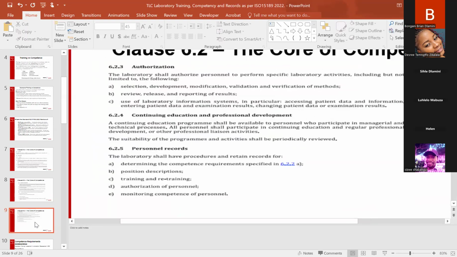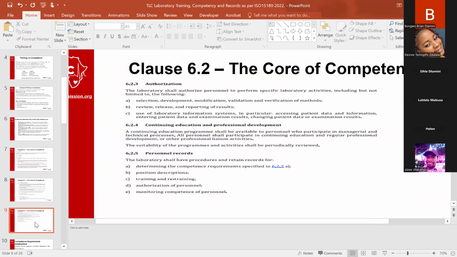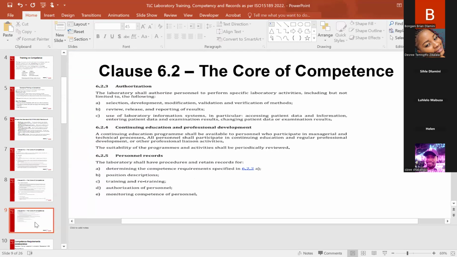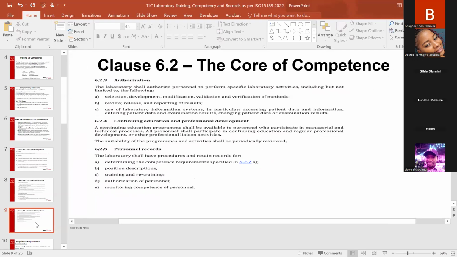6.2.3, authorization. This new standard, the ISO 15189-2022, concentrates a lot on authorization. Please, if you go for accreditation, you must make sure that this is in place in your laboratories. Okay, authorization. The laboratory shall authorize personnel to perform specific laboratory activities, including but not limited to the following. A, selection, development, modification, validation, and verification of methods. B, review, release, and reporting of results.